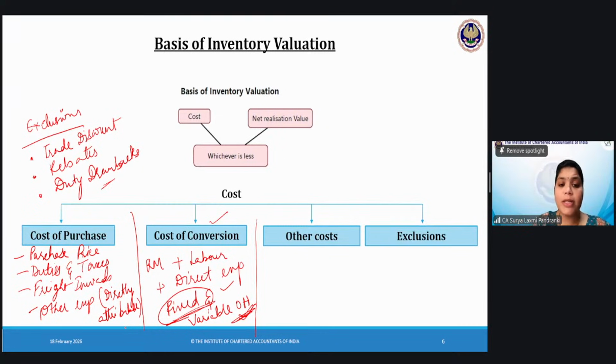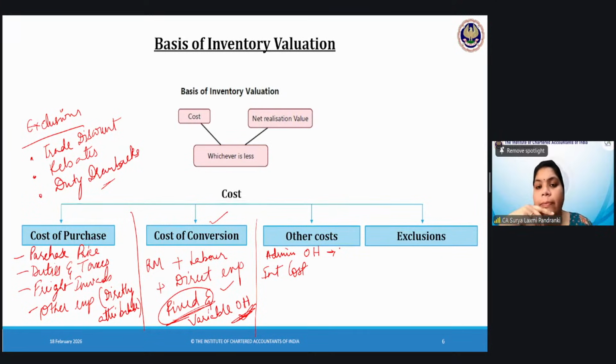So we are done with cost of purchase and cost of conversion. Now let's look at other cost. In other cost, you will have admin overheads, and you will also have a few interest costs. Now these two will come with exceptional cases, right? Admin overhead means what? Administration cost.